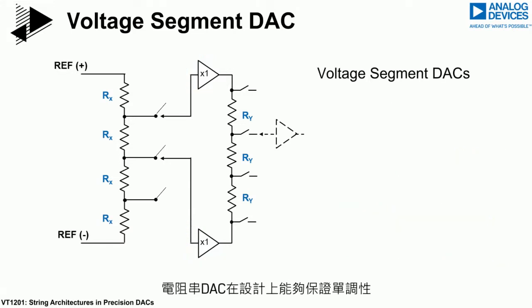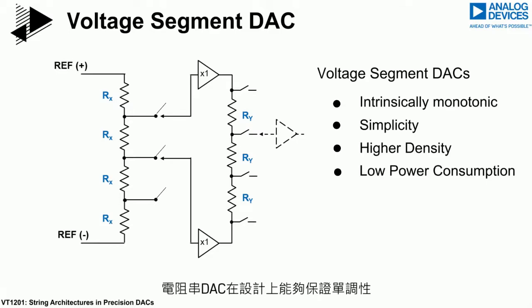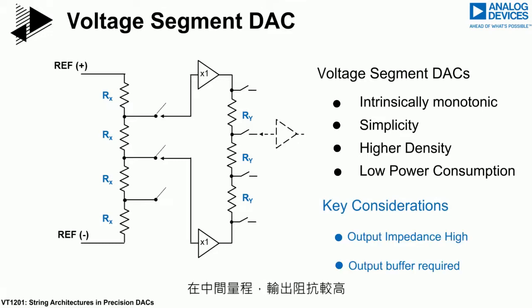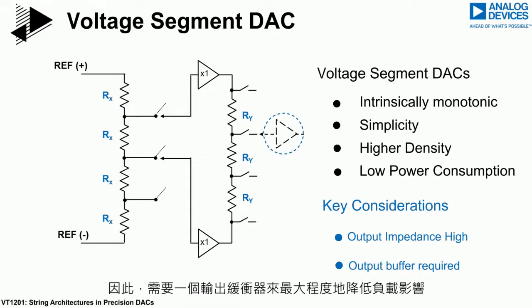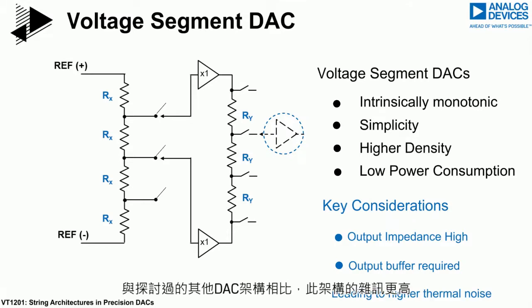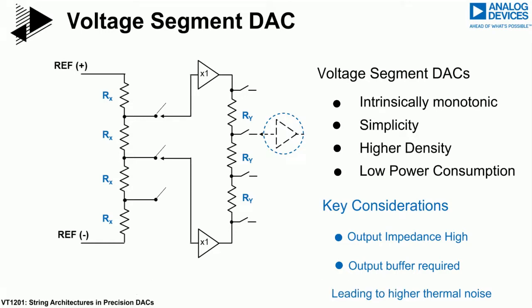Resistor string DACs are monotonic by design. Additional benefits include simplicity, higher density, and low power consumption. Key considerations: the output impedance is relatively high at mid-codes, thus an output buffer is required to minimize load effects. The higher output impedance has an effect on the thermal noise. This is higher when compared with other DAC implementations discussed.